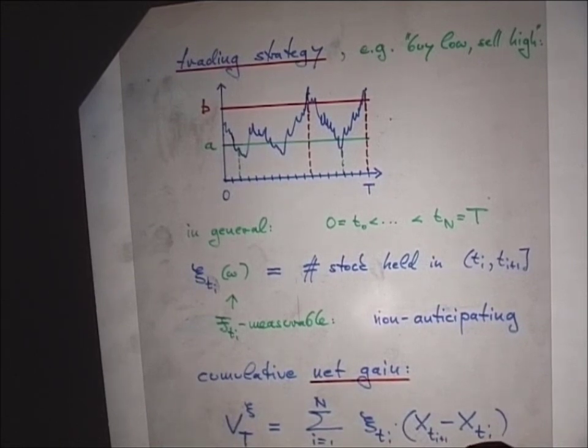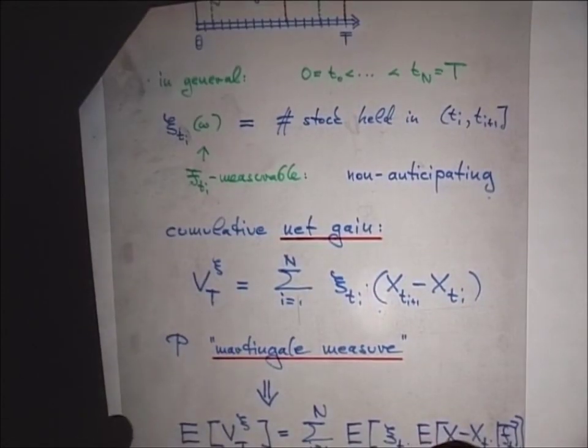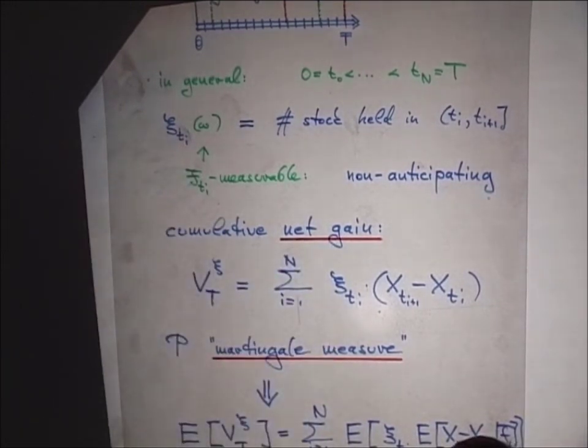And if you do that, this is your cumulative net gain. In each little time interval, this is a price increment multiplied with the number of stocks you hold in that interval, and you make that net profit. Now, if you have a martingale measure, the expectation of this net gain is the sum of the single expectations, but the expectation of something like that is equal to the expectation of the conditional expectation, given F_{t_i}. This is already measurable because it's non-anticipating. You can treat it like a constant, pull it out, and this here is zero by the martingale property, and so you get zero no matter what you do.